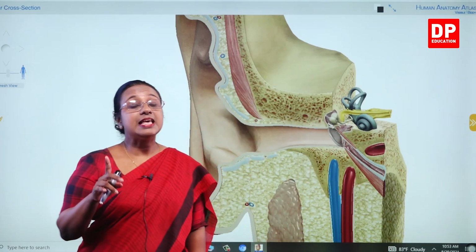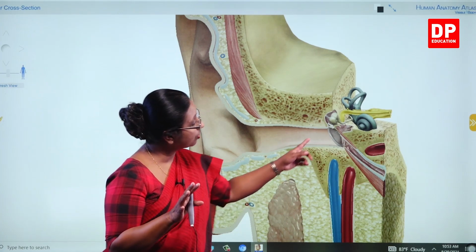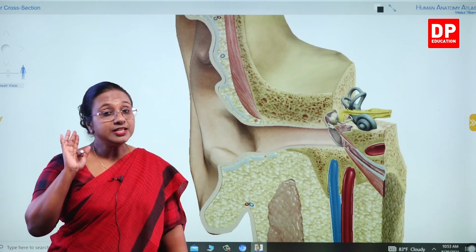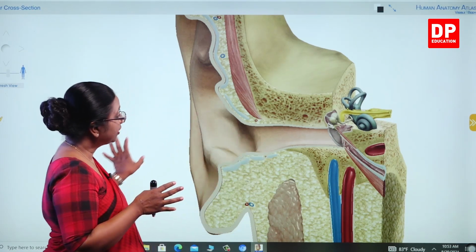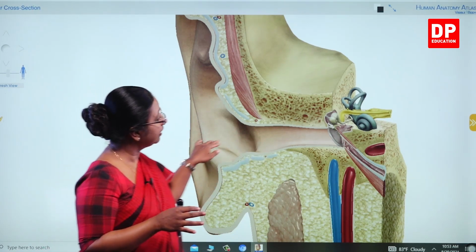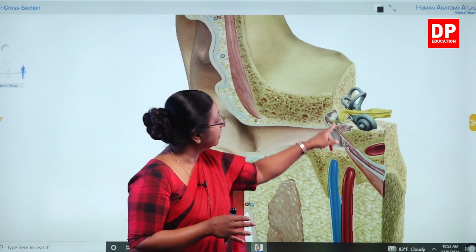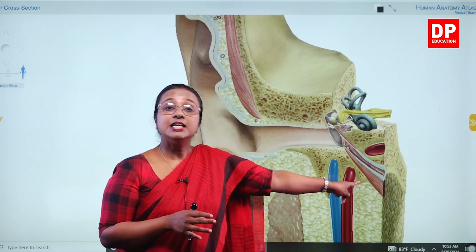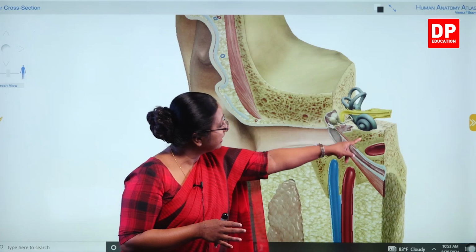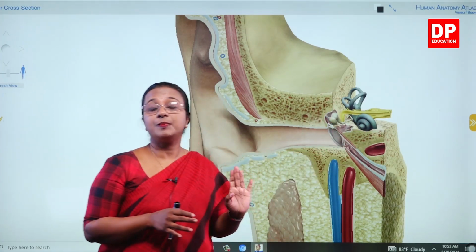Those are the semicircular canals. So the semicircular canals, cochlea and the auditory nerve, they all belong to the inner ear. So outer ear: pinna, external auditory canal and the tympanic membrane. The middle ear: the ossicles as well as the eustachian tube. And the inner ear: the cochlea, semicircular canals and the auditory nerve.